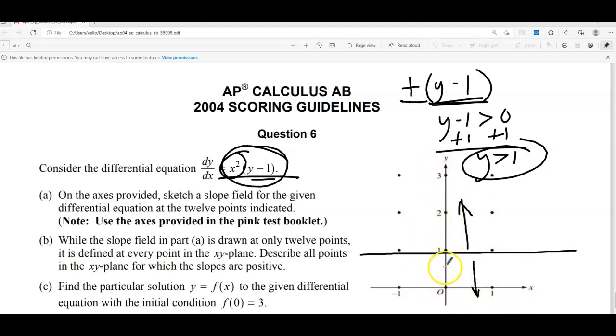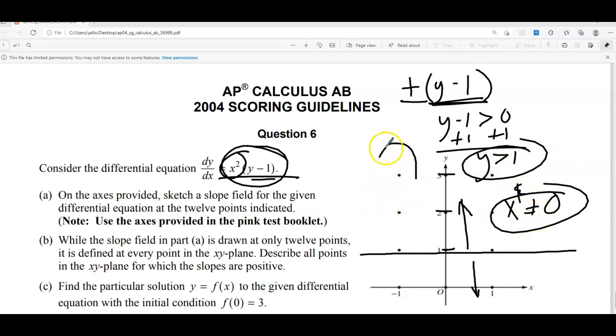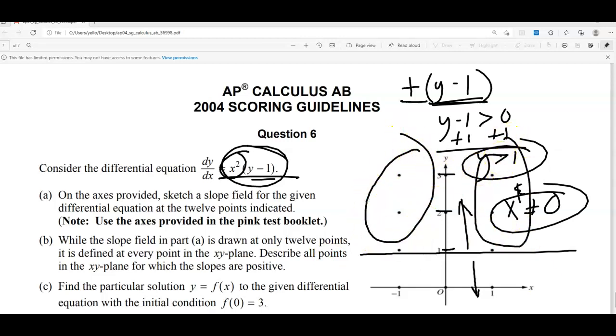So I guess we should make note of that as well. Because we had points here as well, right, that were 0. Even though y was greater than 1, they weren't positive. So we also need to add another thing. We have to say that x can't equal 0 as well. So we have a positive slope for all values of y greater than 1 where x is not equal to 0. So anything on this side of the graph, oops, I went too far. Anything on this side of the graph and on this side of the graph would be positive.